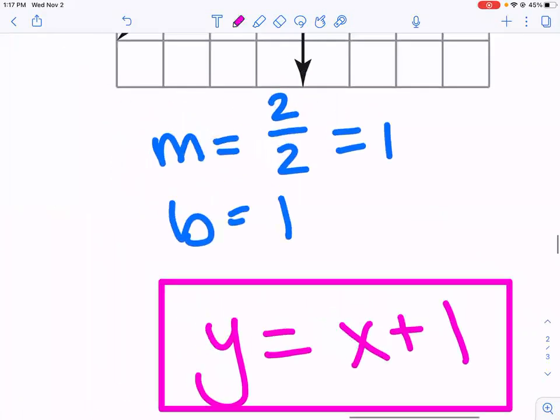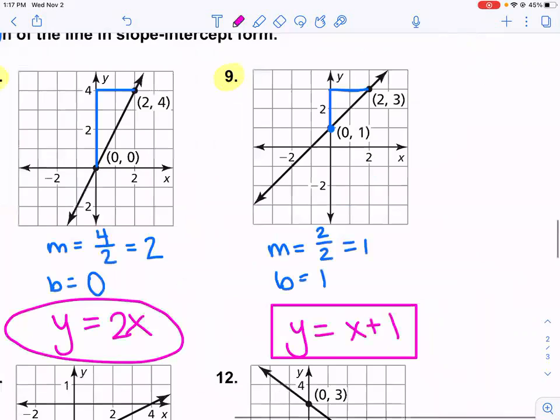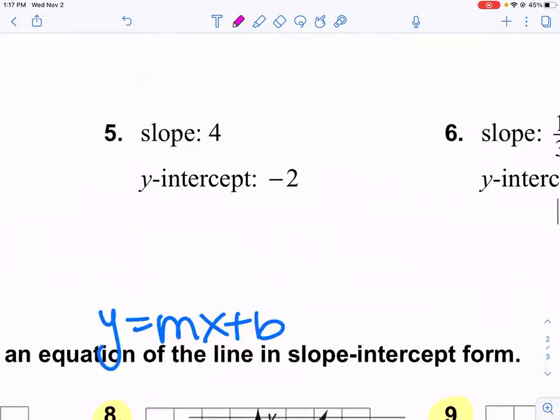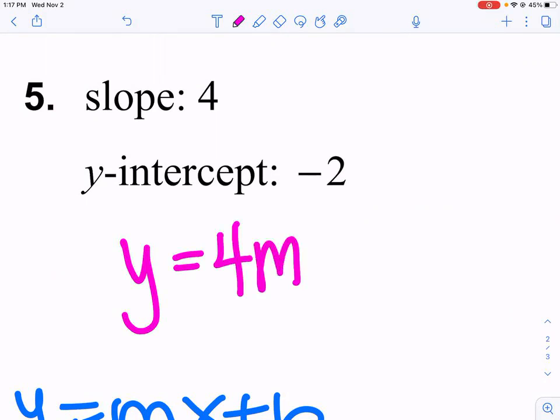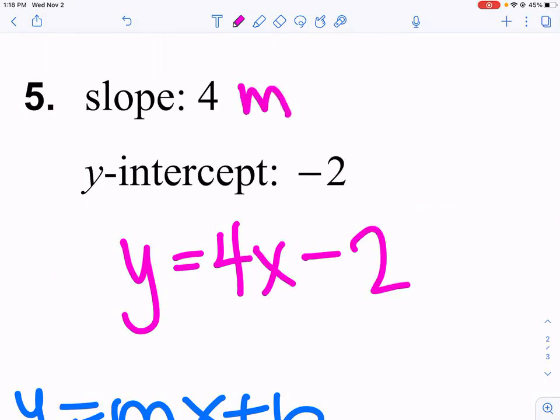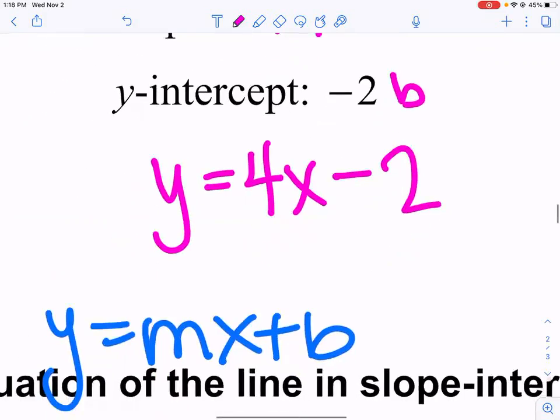Okay, now I did skip over these problems right here, where I literally give you the slope and the y-intercept. Do I need to go through how to write y equals mx plus b for those? y equals mx plus b. This is m, this is b. Okay.